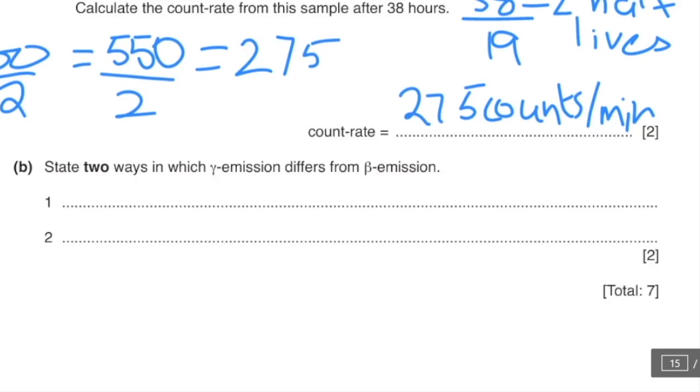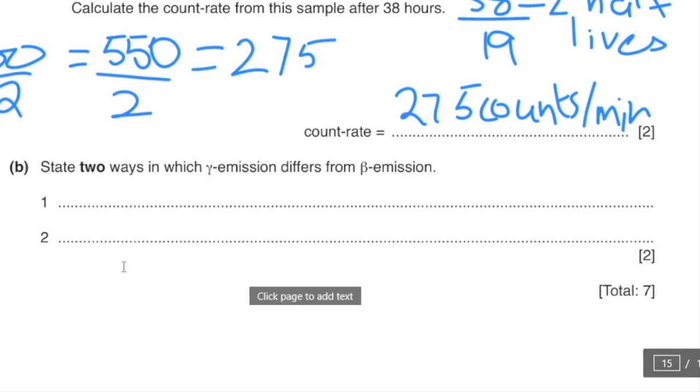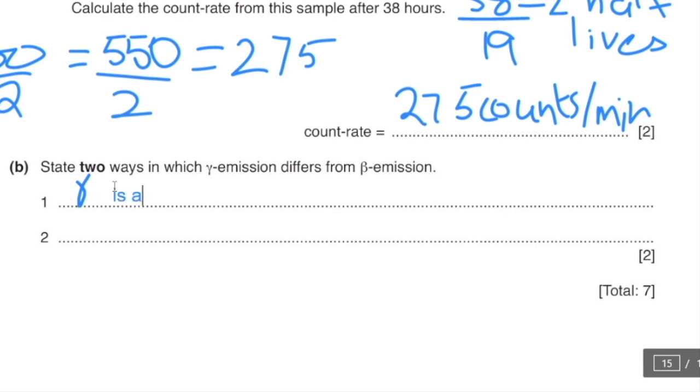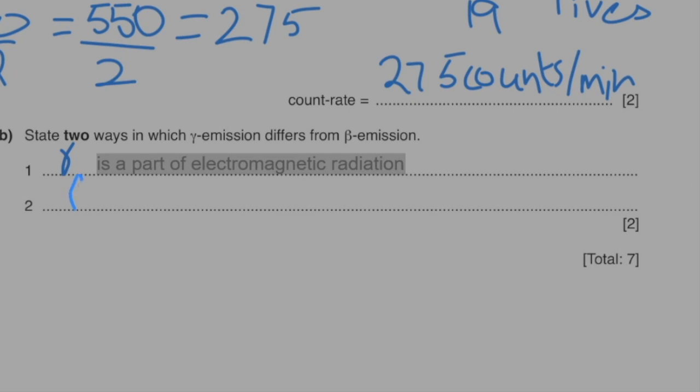State one way in which gamma emission differs from beta emission. First off, gamma is a part of electromagnetic radiation. And beta emission is not a part of electromagnetic radiation; beta emission is just an electron.